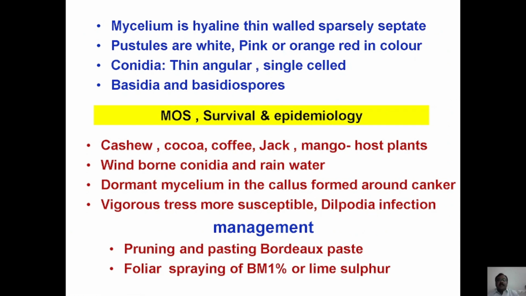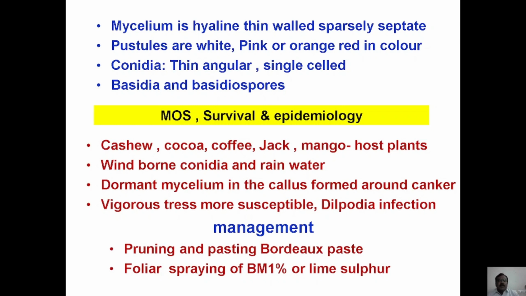and the fungus is known to produce mycelium which is hyaline in nature, thin-walled and sparsely septate. The pustules are white or pink or orange red in color, and the conidia are thin, angular and single-celled. It is also known to produce the sexual spores, basidiospores. Some crops like cashew, cocoa, coffee, jack, mango, etc. may also act as an alternate host for this particular pathogen.